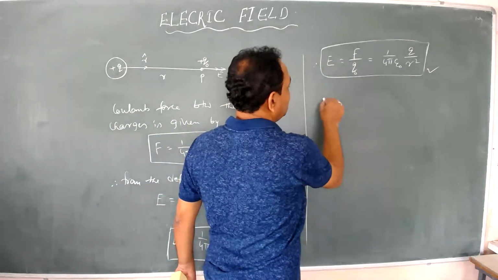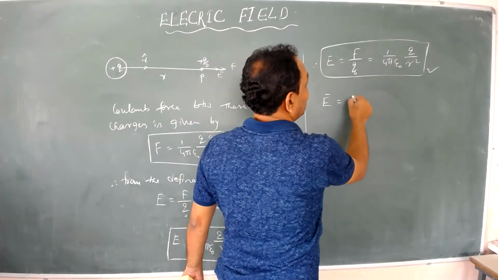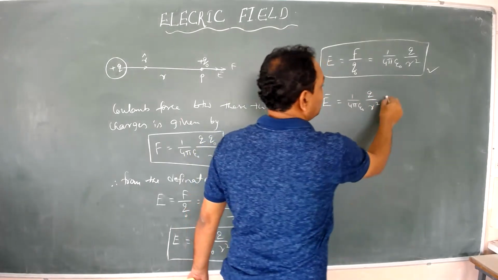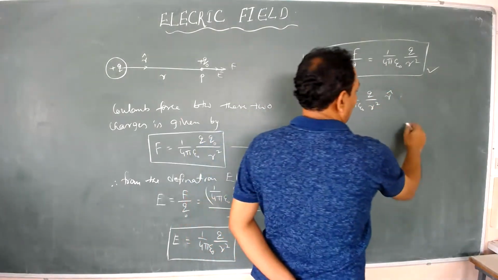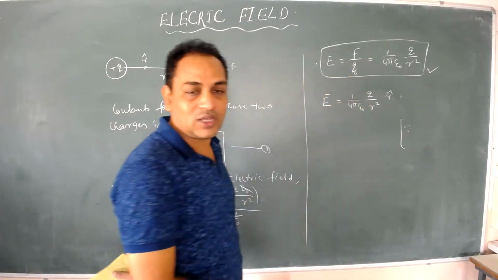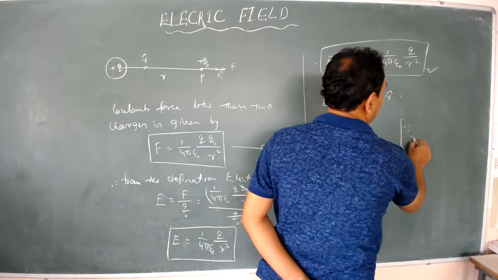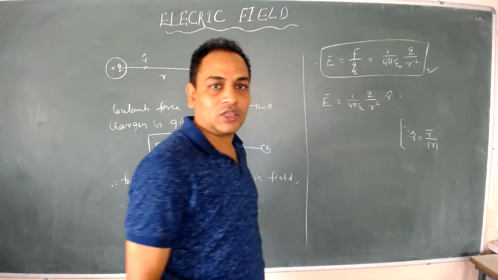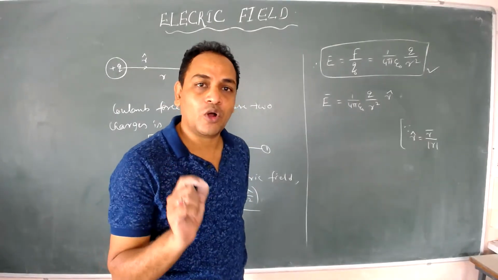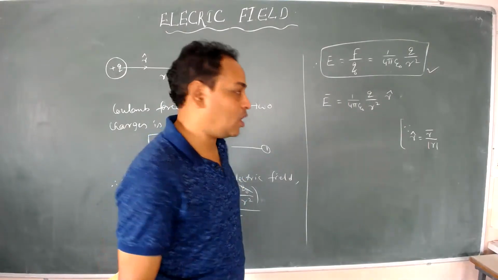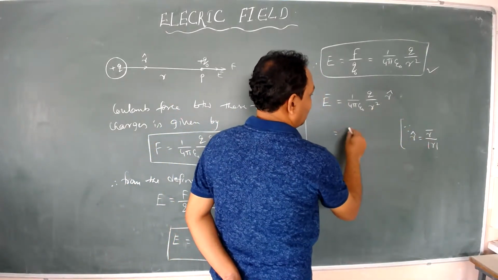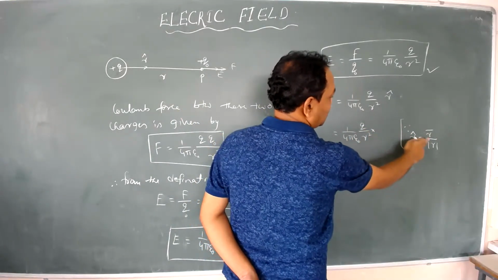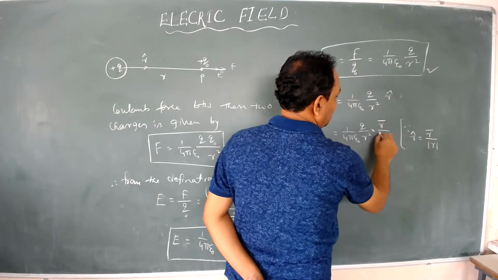Therefore, I can write E bar is equal to 1 by 4 pi epsilon naught into Q by R square into R cap. And since we know what R cap means, R cap is nothing but R bar by mod R. R cap is nothing but a unit vector. Unit vector is nothing but R bar by mod of R. So now if I substitute that value here, we can write 1 by 4 pi epsilon naught into Q by R square into R bar by mod R.